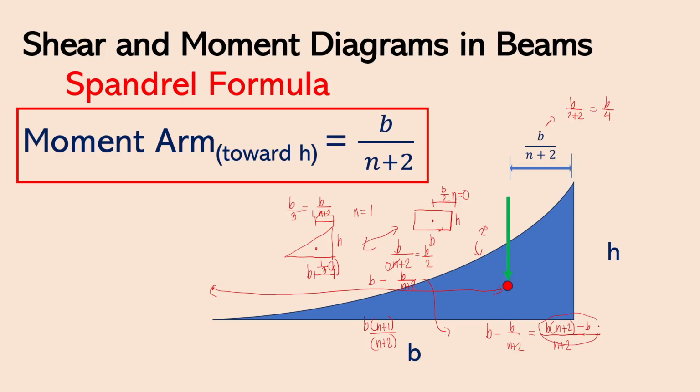And so, if we factor this with b as our common term, we have b times n plus 2 and then minus 1. Because b times n plus 2 divided by b will be n plus 2, and negative b divided by b will be negative 1. And this will be over n plus 2. And then, n plus 2 minus 1 will become n plus 1. And so, that's why this will be b times n plus 1 over n plus 2. Now, you can memorize this if you're good at memorizing, or you can just look at the figure and simply use this one, b minus b over n plus 2.